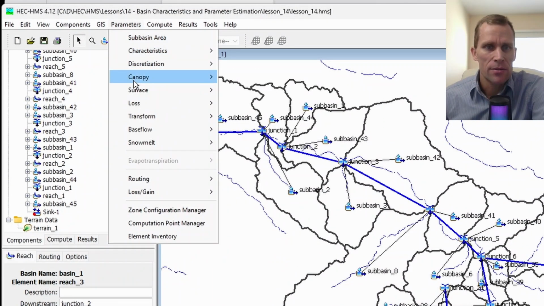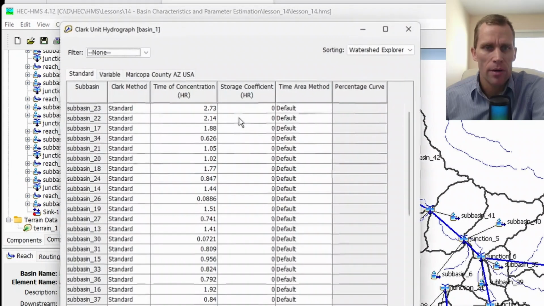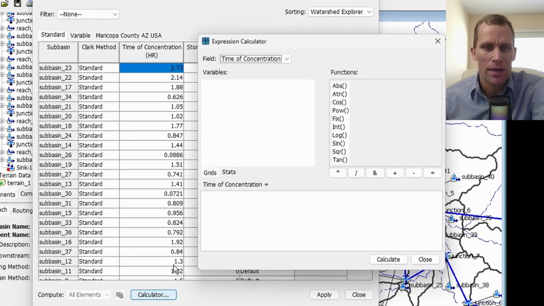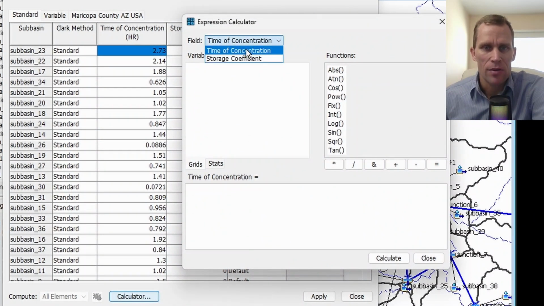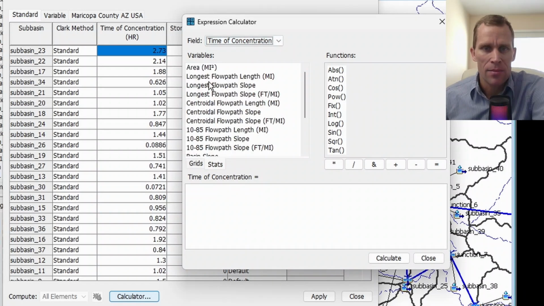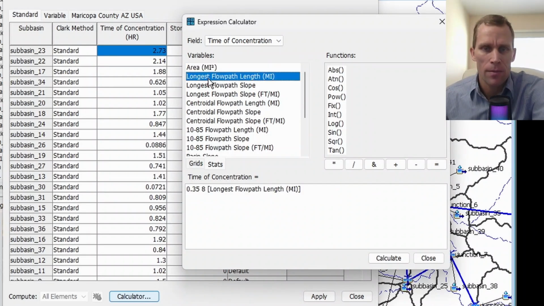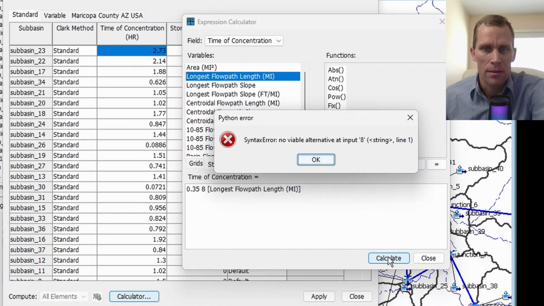And then let's go back to transform Clark unit hydrograph. And then let's just change the numbers a little bit and make sure that the significant figure value increased to 5. So again, I'll click on calculator. I'll select time of concentration. I'll select the stats tab. And then let's just say it's 0.35 times, and then the longest flow path in mile, and calculate.